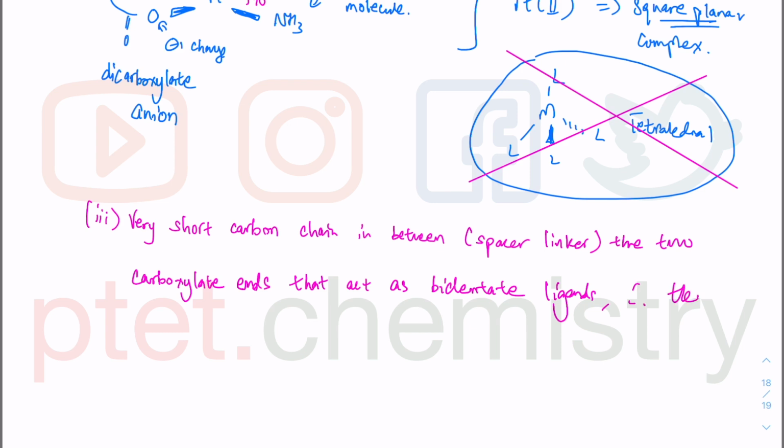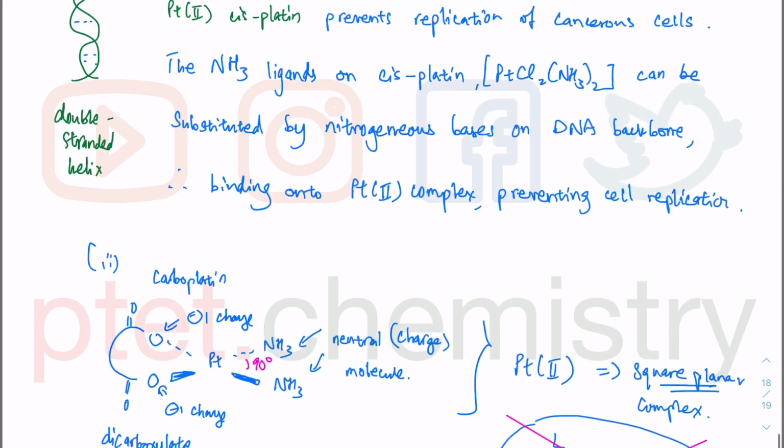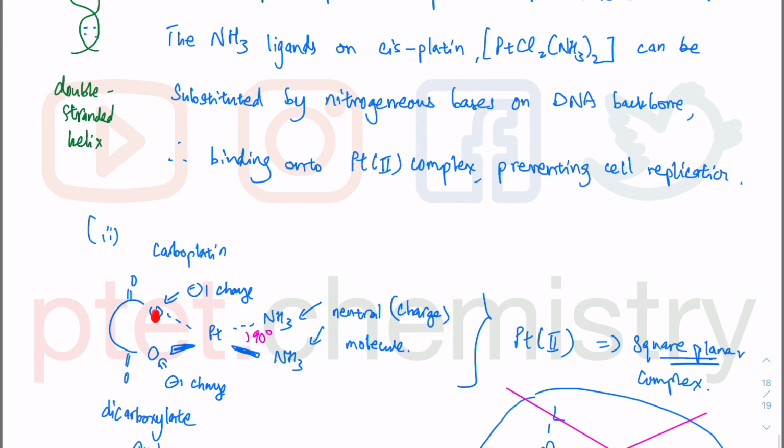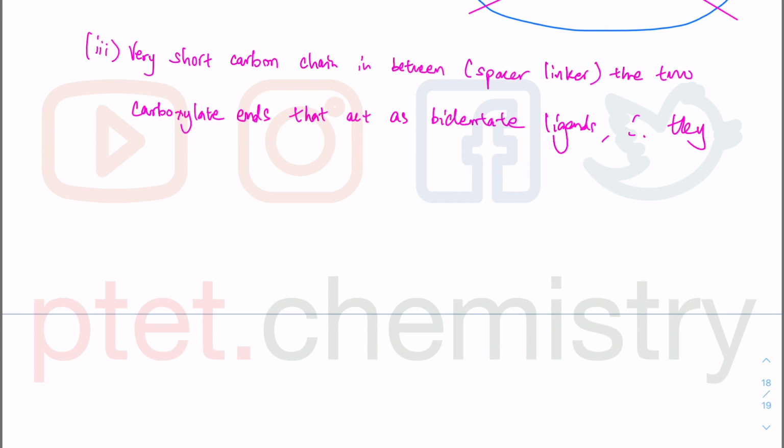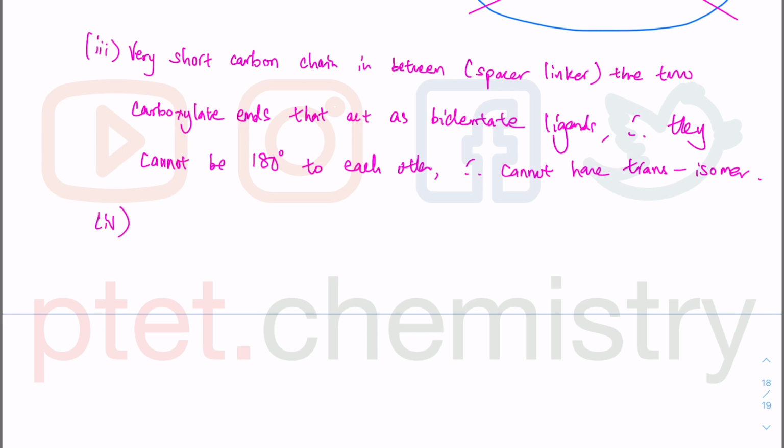So therefore these two oxygen atoms, ions with the minus charge, and the lone pair don't want to be 180 degrees to each other because of the strain that it will create. So they cannot be 180 degrees to each other. If they cannot be 180 degrees to each other, it therefore does not have a trans isomer as a result. Alright, so on to the next one, which is still not the last part of the question.